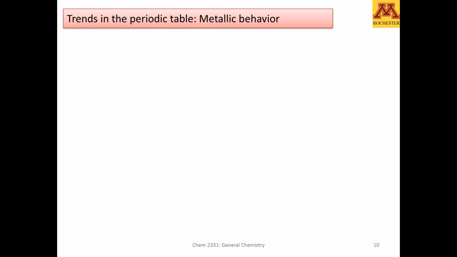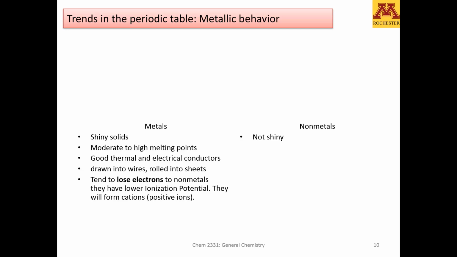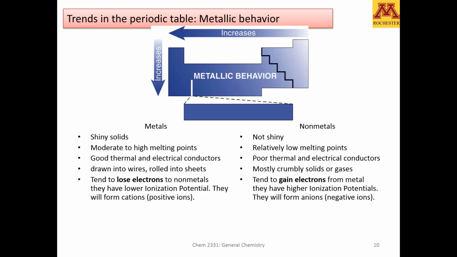Along with electronegativity, there's another property that is very much related, which is called the metallic behavior. If you think about metals, metals are typically shiny solids, and they have relatively high melting points, and importantly, they tend to lose the electrons. So metallic behavior is a property that, if you think about it, is the opposite of electronegativity.